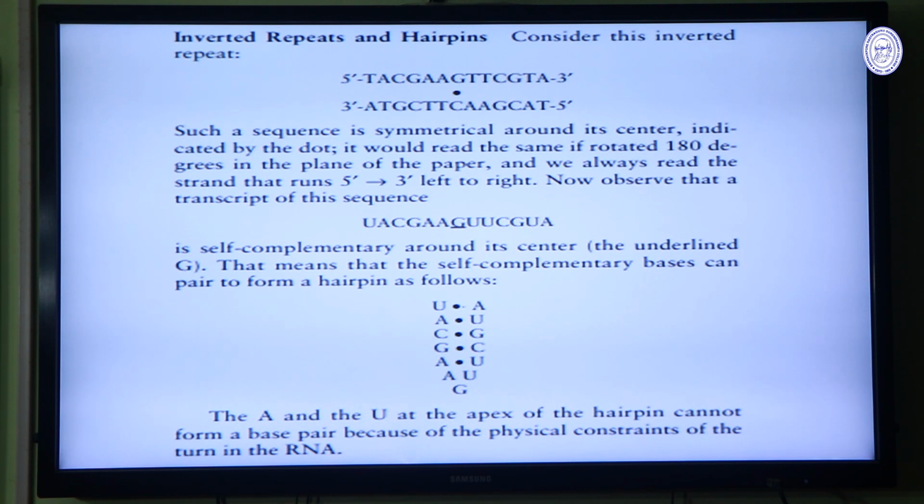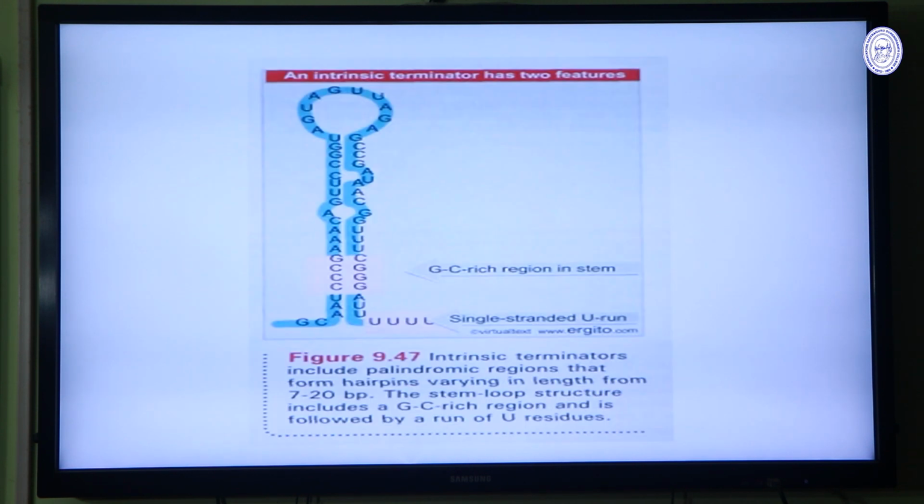AU and the G, the AU cannot form the hydrogen bond because of the physical constraints that appear during the formation of the turn of the RNA, and it will form a hairpin structure like this. So, this is mainly the structure of the hairpin.